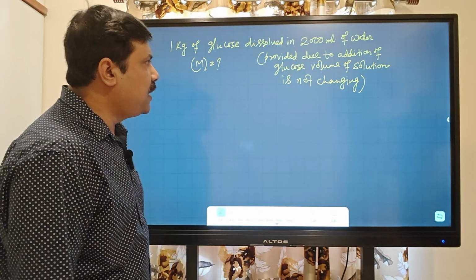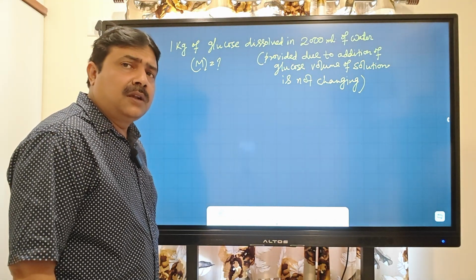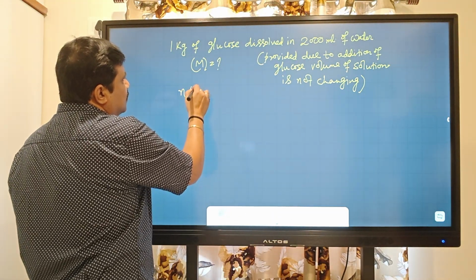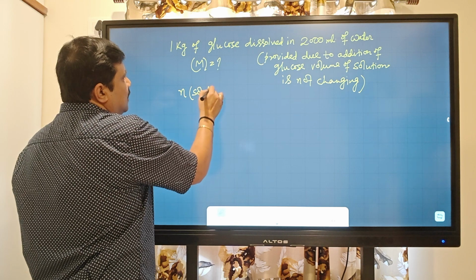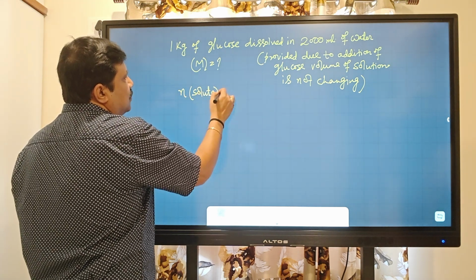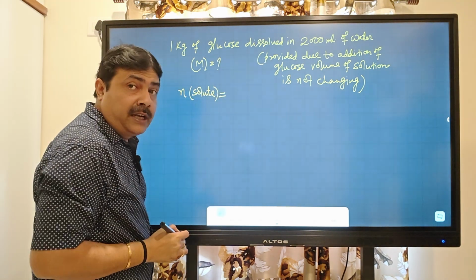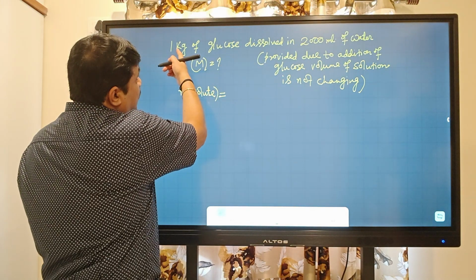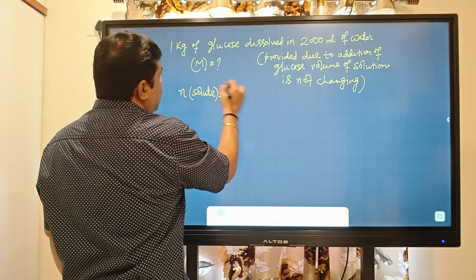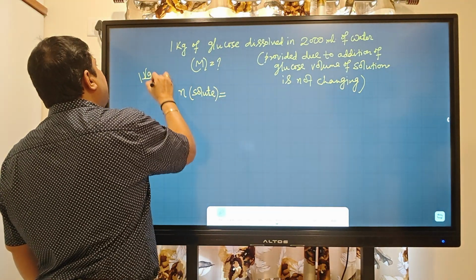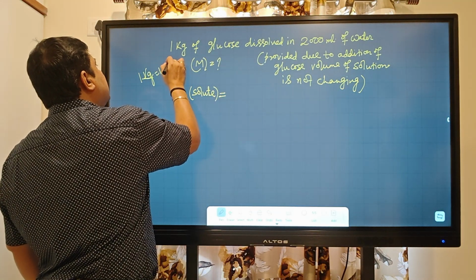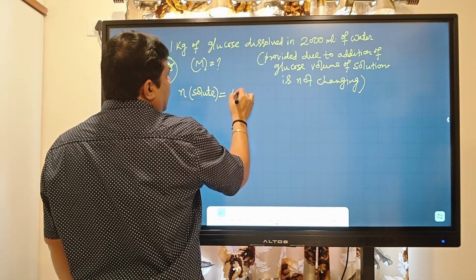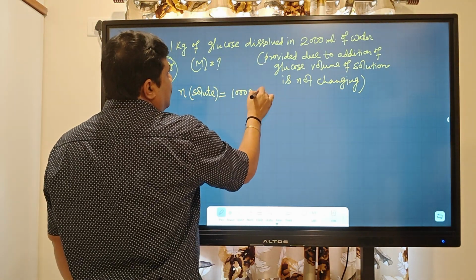Now what will we do first? I will find the number of moles of solute. Here the solute is glucose. Small n is the number of moles of solute, which equals given weight divided by molar mass. Both should be in which unit? Gram. But here they are giving which unit? 1 kg. So 1 kg equals how many grams? 1000 grams. Yes or no? That's why 1000 grams divided by molar mass.